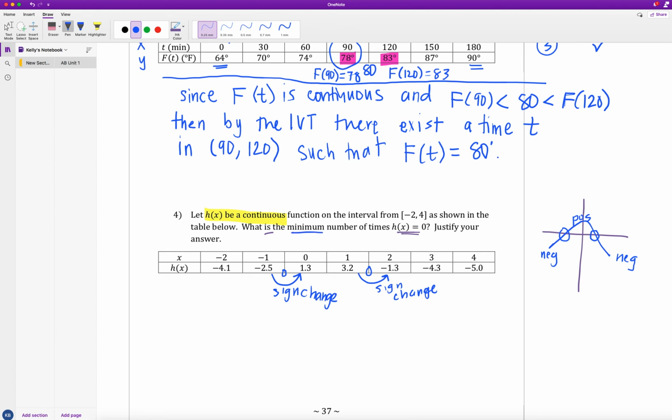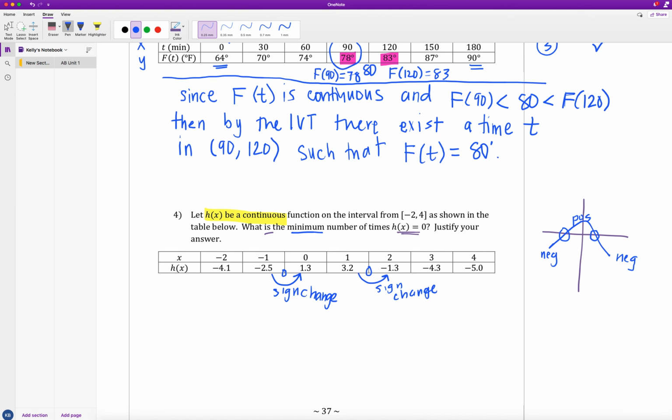So a couple things to keep in mind. We're asking now, what is the minimum number of times this is happening? Well, my minimum number of times would have to be 2, since based off of this table, there are 2 places where the y values switch from negative to positive or positive to negative. Now that is the minimum number of times. This could happen more than those 2 times, but it's guaranteed to happen at least twice. And that is what the problem is asking us to state.